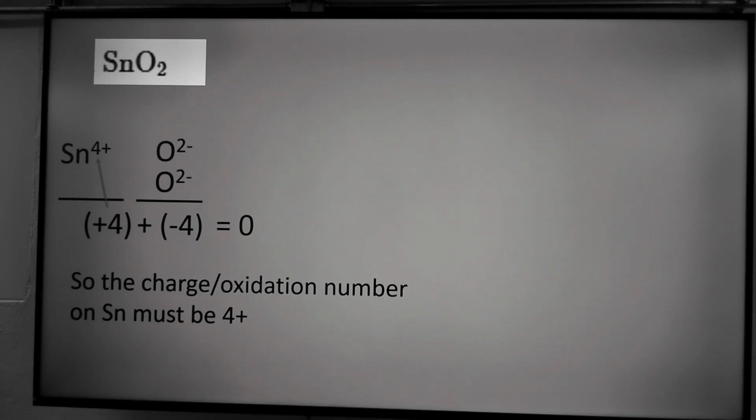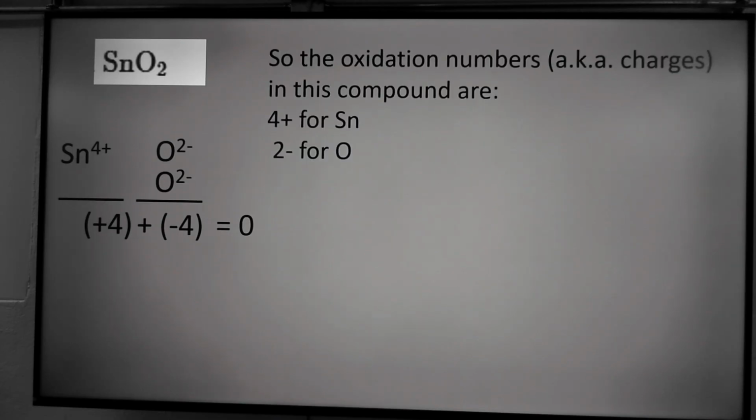So the charge, but let's say oxidation number. Oxidation number is a synonym for oxidation state. I guess I used oxidation number when I made the PowerPoint. Oxidation state is the same thing as oxidation number. So there's the answer. Oxygen is 2 negative in that compound, and Sn is 4 plus. So there you go, 4 plus for Sn, 2 minus for oxygen.